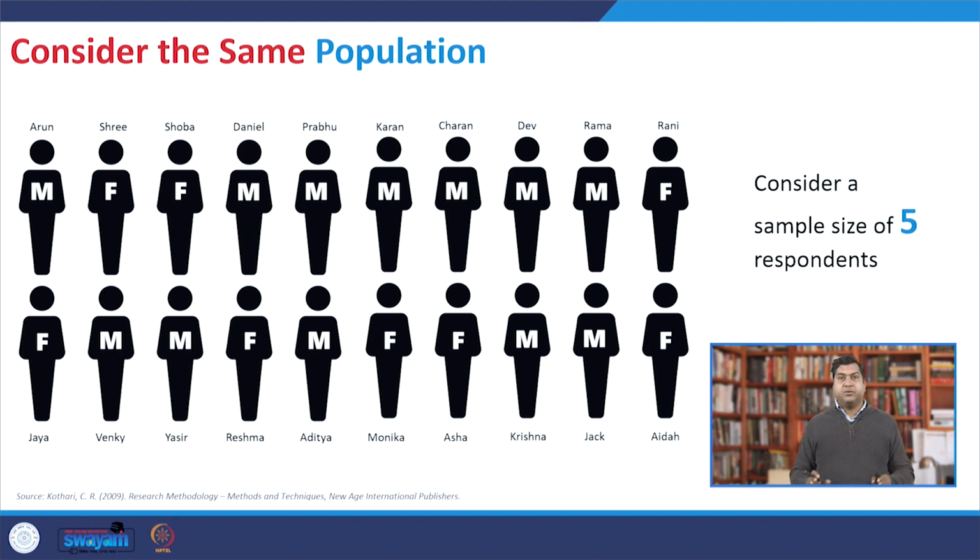It's the same set of example: we have this population, a total of 20 persons, and then we have to select a sample size of 5. That was also the case for the non-probabilistic sampling.